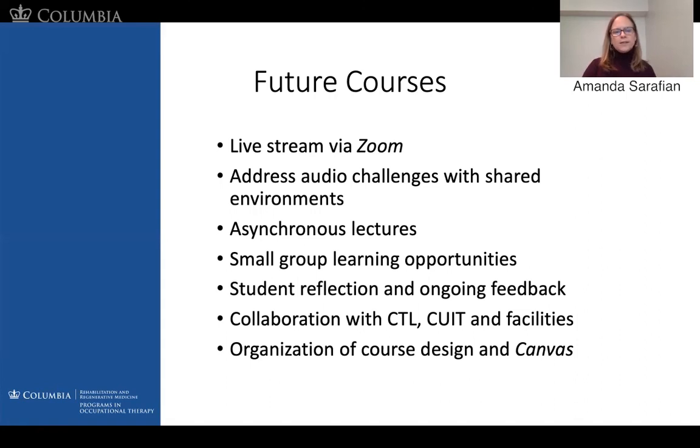Again, focusing extensively on the organization of the course design in Canvas and collaborating with CTL, CUIT, facilities, and additional departments as needed in the university.